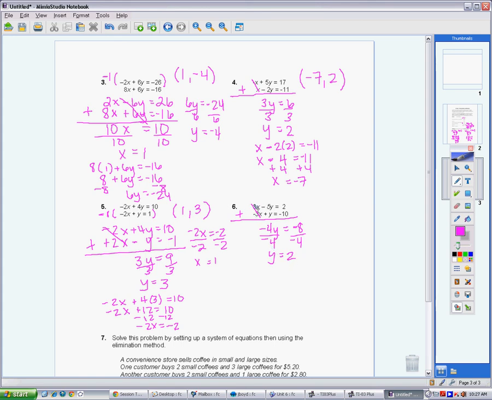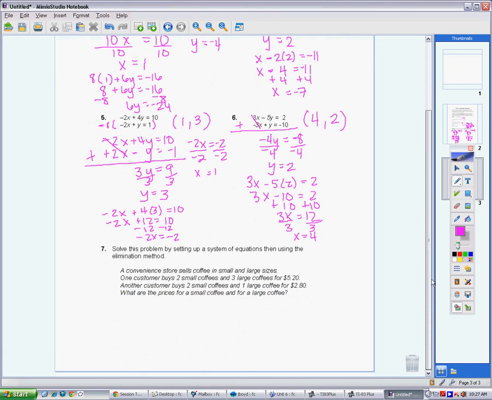I'm going to go ahead and put it back into my first equation because my first equation has a positive 3x. 3x minus 5 times 2 equals 2. I get 3x minus 10 equals 2, and I'm going to add 10 to both sides. 3x is equal to 12, and now I'm going to divide by 3, and x is going to equal 4. So these two lines are going to intersect at the point (4, 2). So (4, 2) is my solution for both equations.